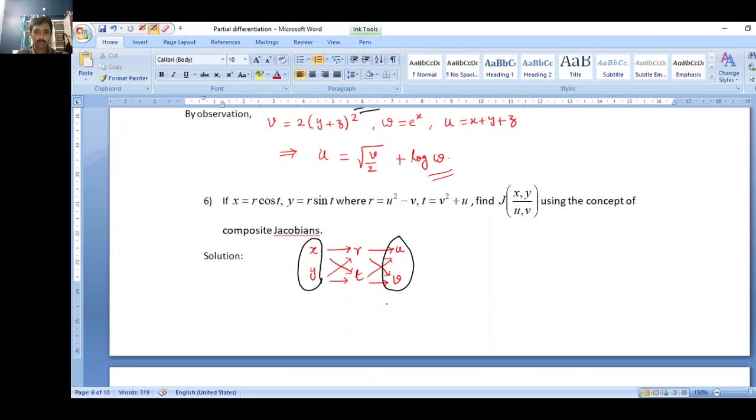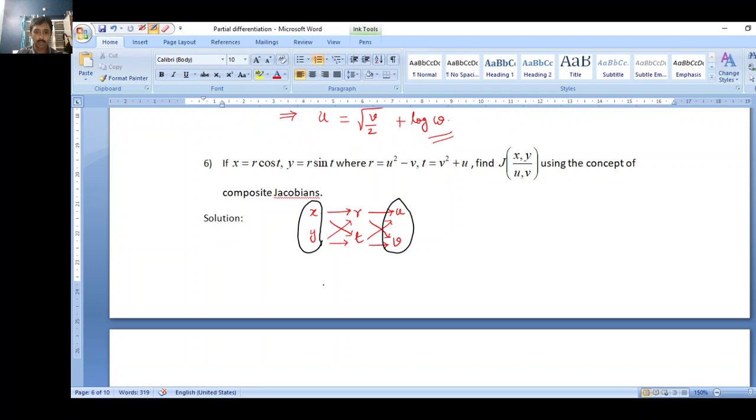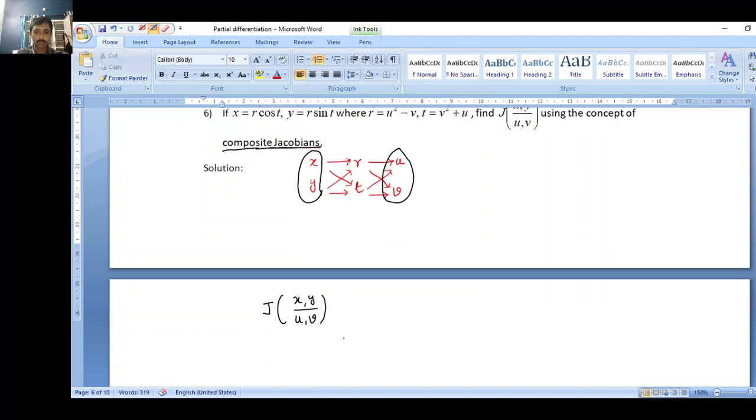And because this is the final relation between these variables, we are supposed to be able to find out j of x comma y with respect to u comma v. But the problem is that x and y are not explicitly given in terms of u and v. Instead, x and y are given in terms of r and t, and r and t are given in terms of u and v. And that is where you will have to use the concept of composite Jacobians. This I have told you in the previous class. We will recall the expression for this.